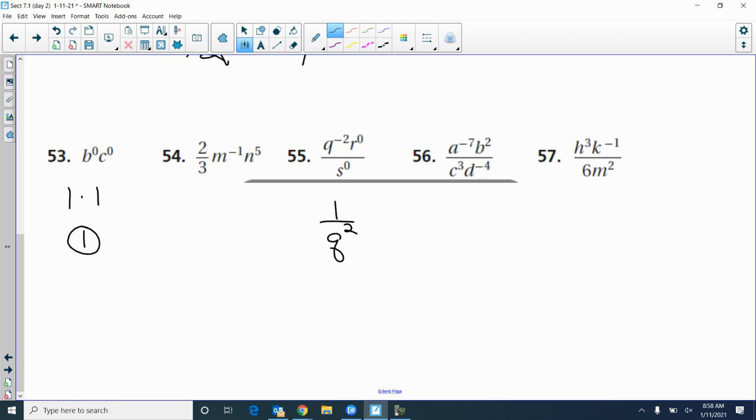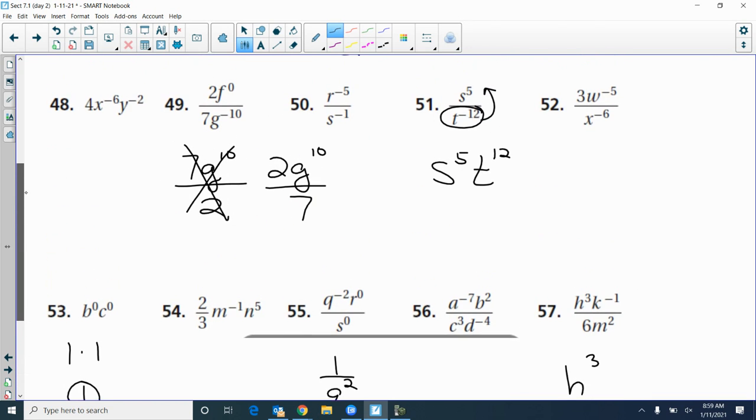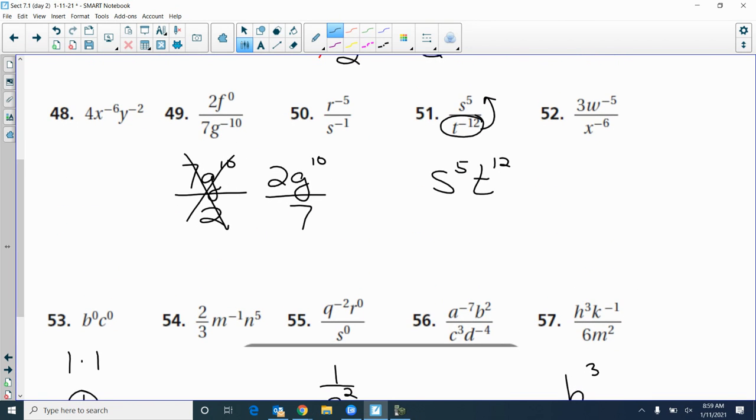How many negative exponents are there? There is just 1. So everything else stays where it's at. If it has a positive exponent, it stays in the numerator or denominator. Okay? So now tell me what to write. H3 over 6m squared, just K. Yeah, K to the first, which is just K. Yep, that would be right. All right, now let's take a look at 48, 50, and 52.